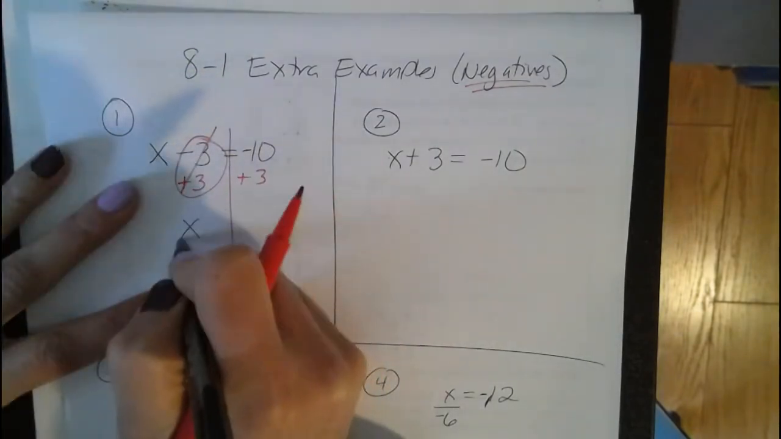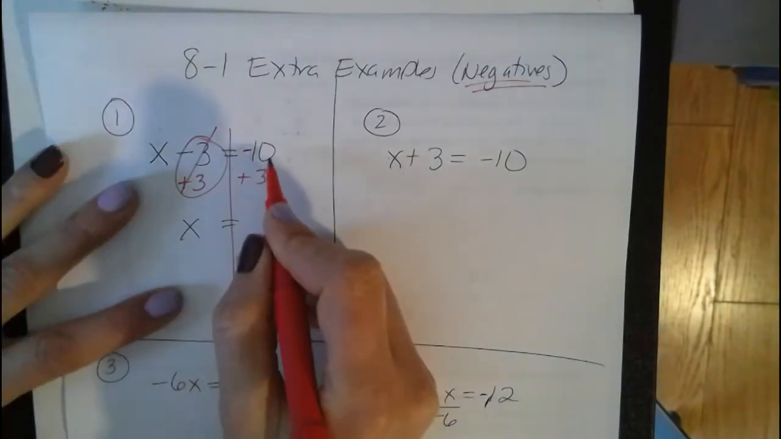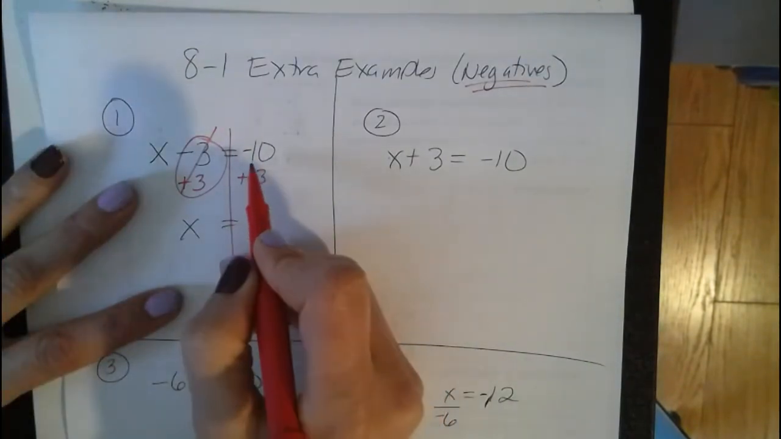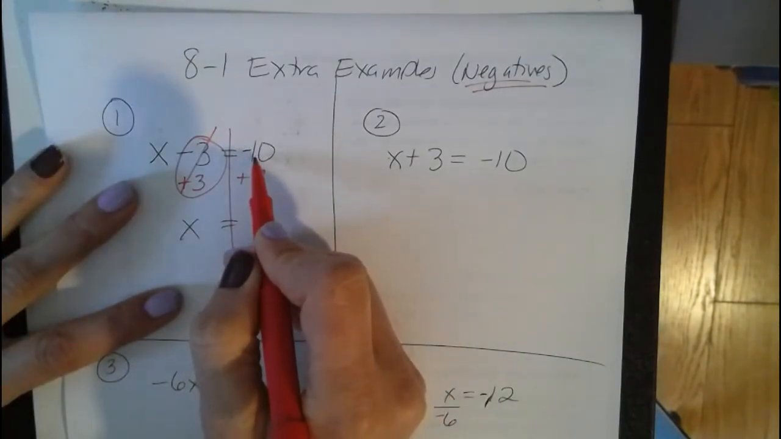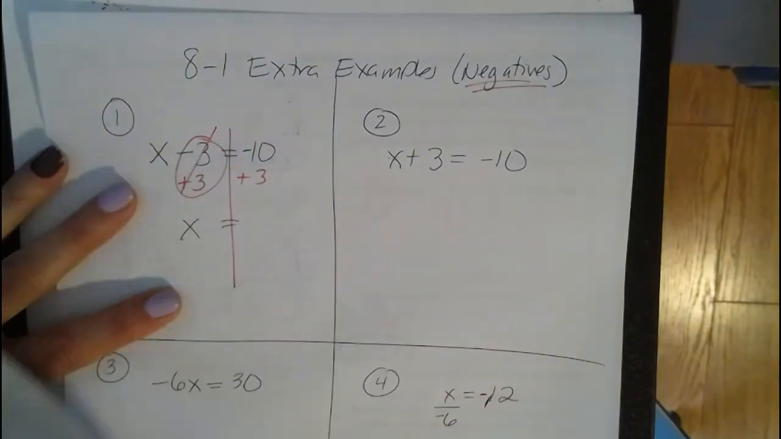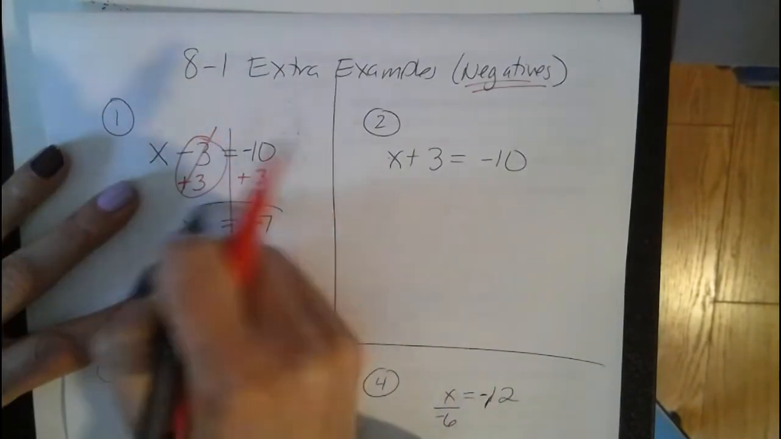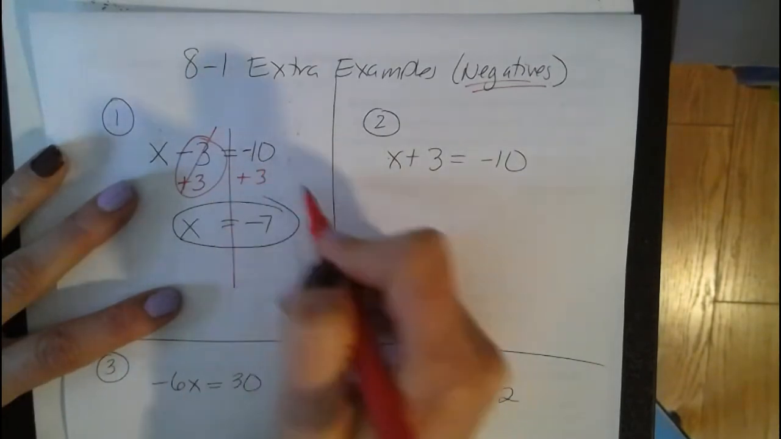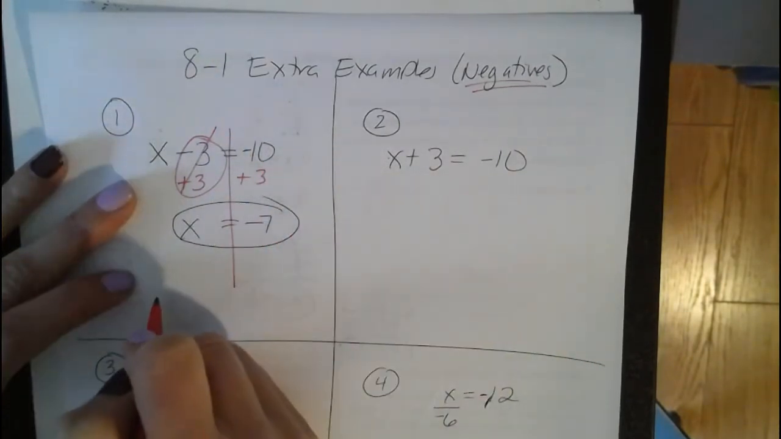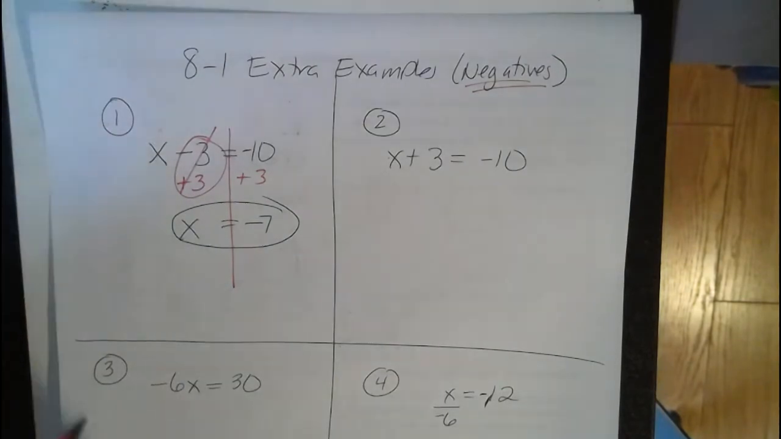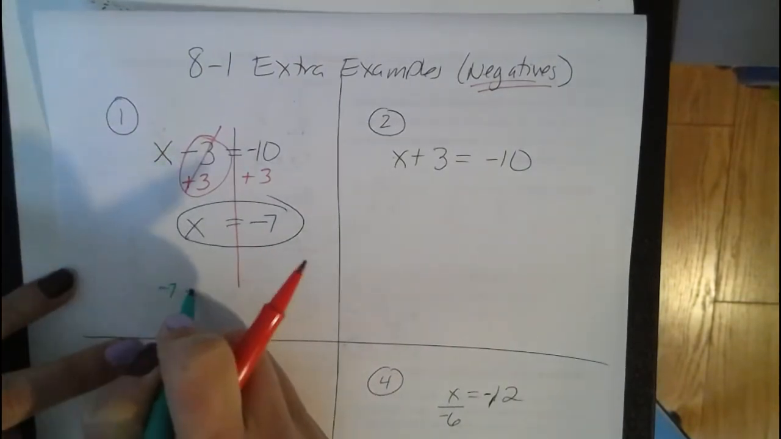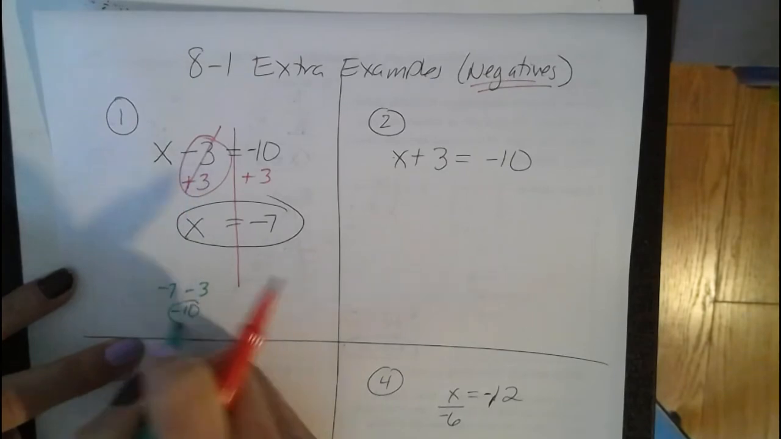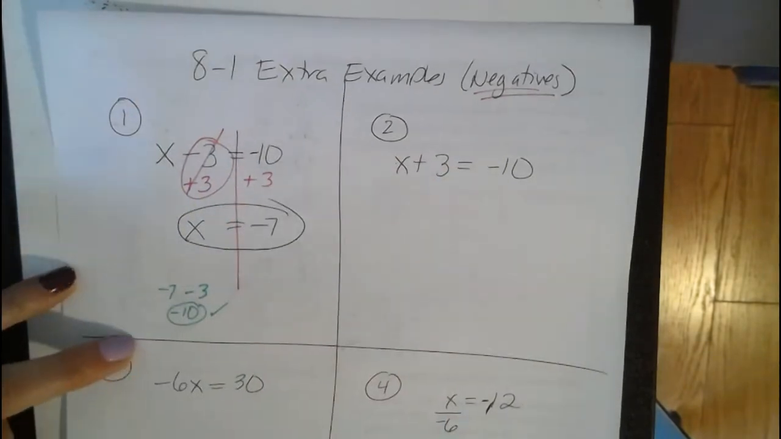Okay. Here, I have to know my integers, or I need to be okay using a calculator. This says start at -10 and go up 3. That would take me to -7. I am adding, but when I add a positive and a negative, the result is subtraction. If you plug it in, it does work. It says -7 and -3 is -10. So it does check out.